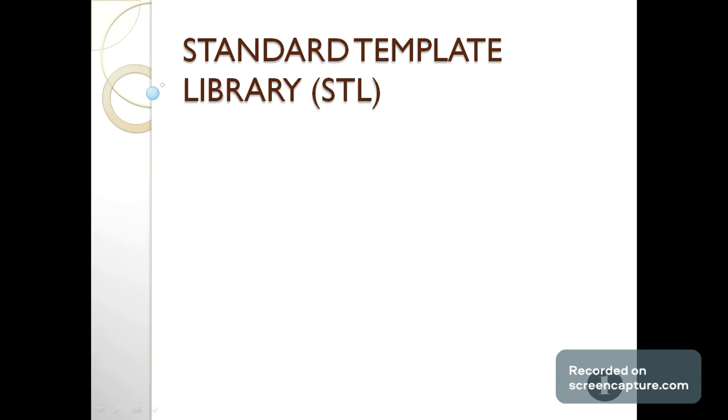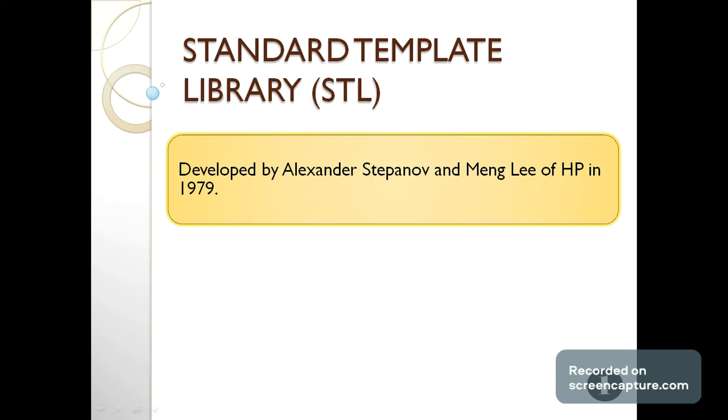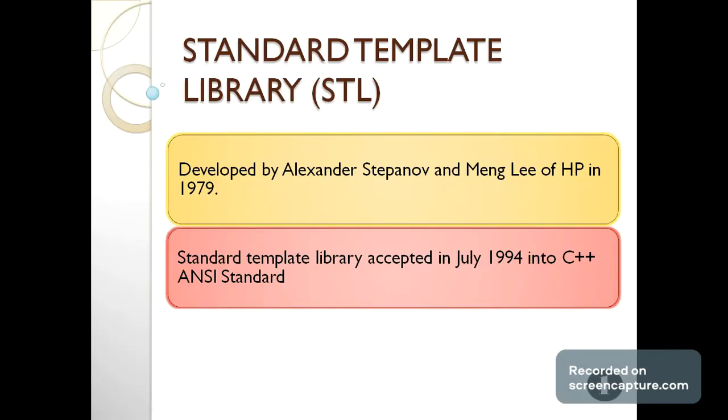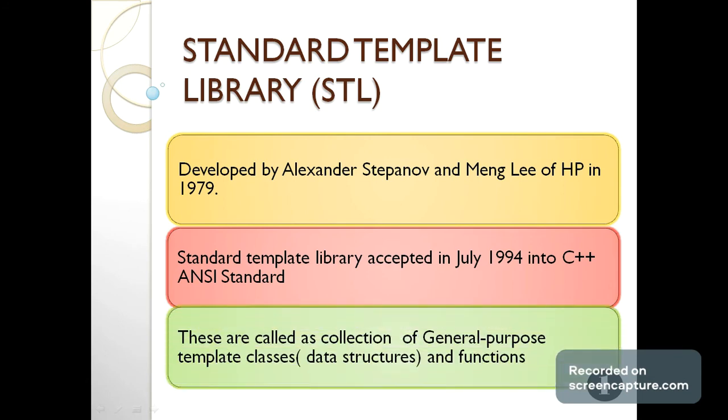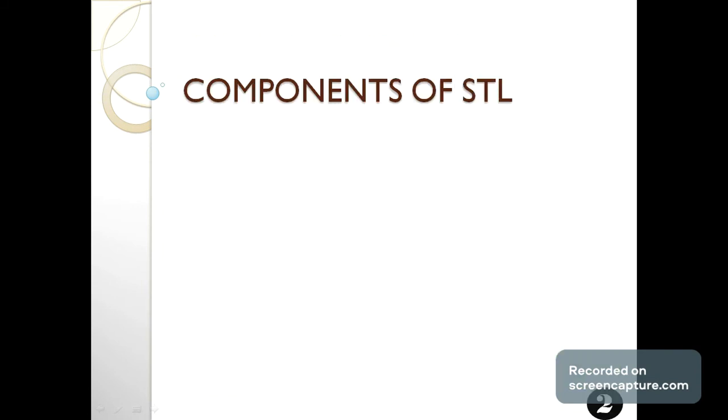Standard template library was developed by Alexander Stepanov and Meng Li, who were working in HP in 1979. Though they had started developing it in 1979, it was accepted in C++ in July 1994 as a standard. STL is known to be a collection of general purpose class templates and function templates. So we are seeing the different components of STL.